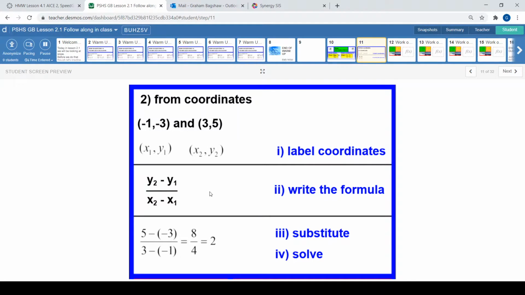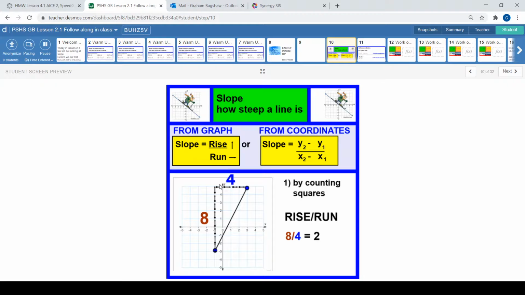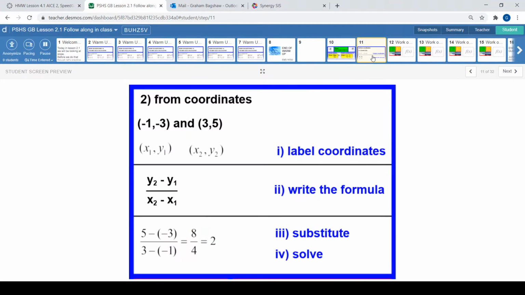One thing to help you remember this is the rise over run part. The rise refers to how much you go up, and if you can see here, that's actually the y-axis as well. Sometimes people get these the wrong way around. They put x2 minus x1 on top.